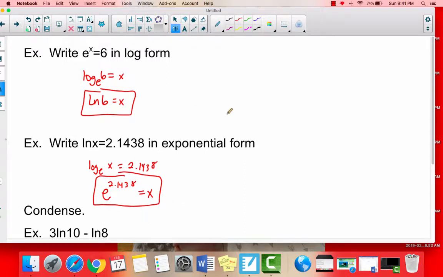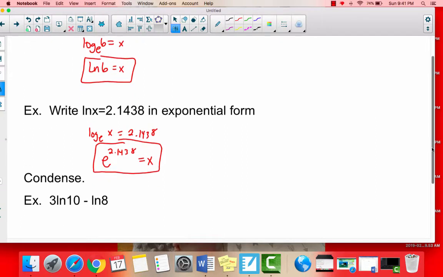And all of these you can type in your calculator. There is an e button as well as an ln button, so make sure you know where those are and make sure you know how to use them on your calculator. And if you're not sure, make sure you ask me in class and I will gladly go through that with you.